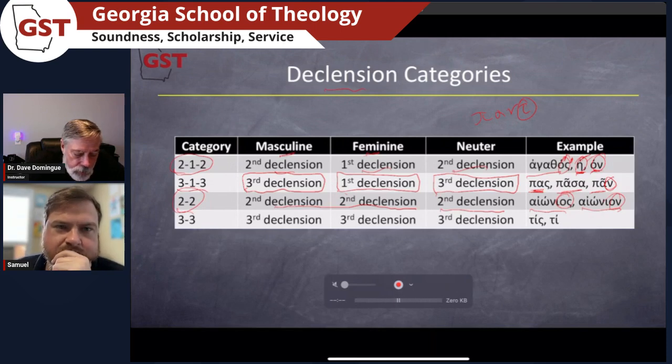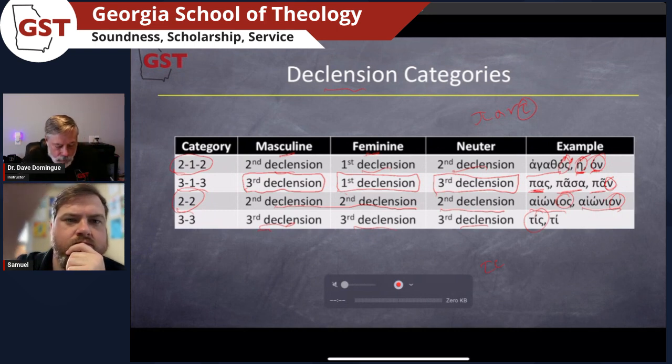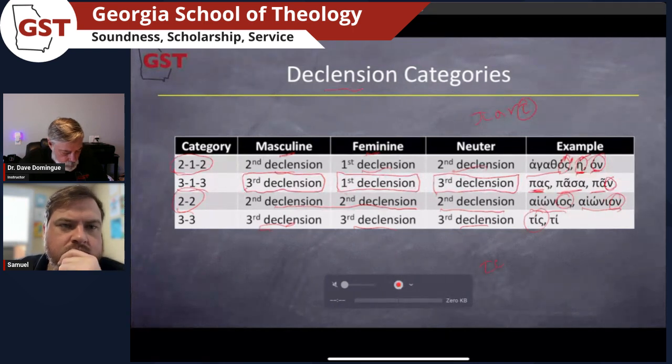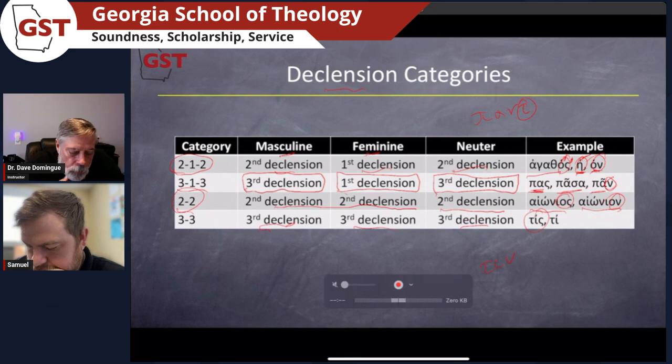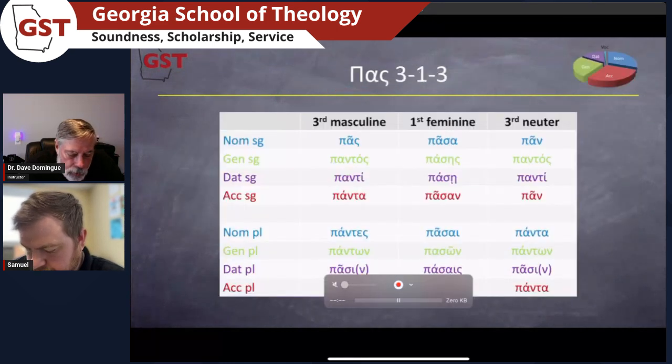Third declension, 3-3, third declension, third declension, third declension, such as the word tis, and that obviously ends with a consonant. It's tin. Is that what it is? We just did it a minute ago. Yeah, tin is its stem. So words are going to follow certain patterns. That's all this is bringing out, and I want you to see that.